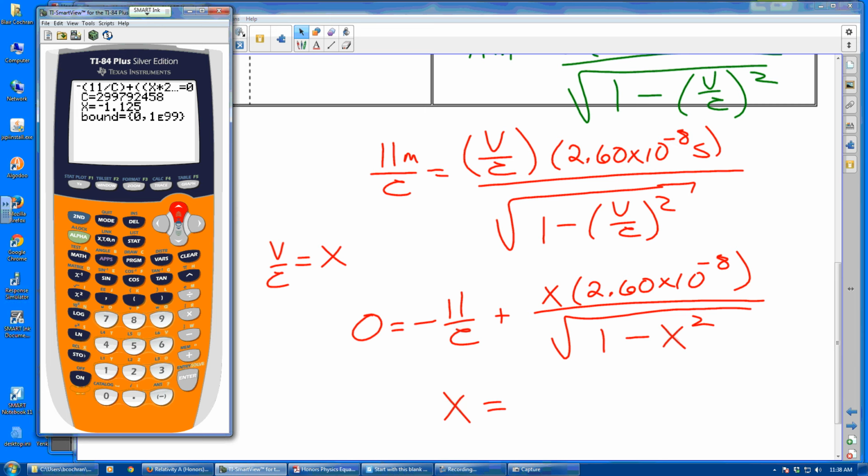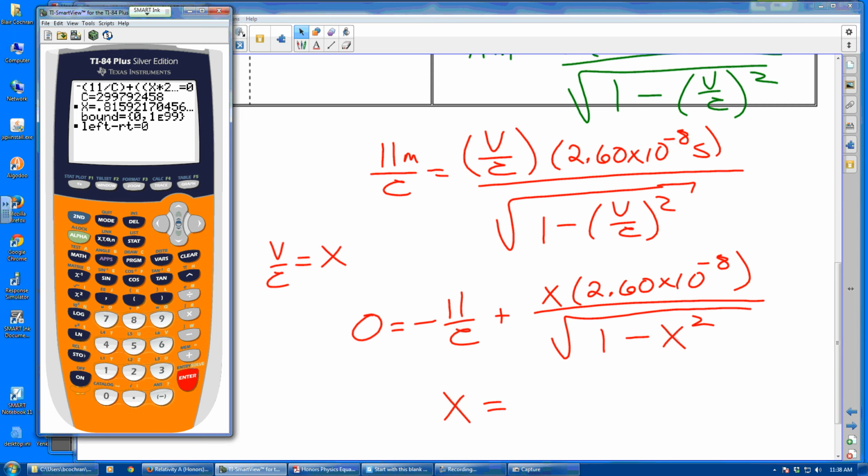It hasn't solved it yet. I need to put in a guess that's positive for X, so I'm going to put in 2. Although, I think that's going to be too high, so I'm going to put in 0.1. What it is doing is giving it a place to start from. So the closer you are to your answer, the better it'll be. And then I have to hit alpha, enter, because notice how the word solve is in green next to enter. So alpha solve. It works, and it tells me my answer is 0.816.